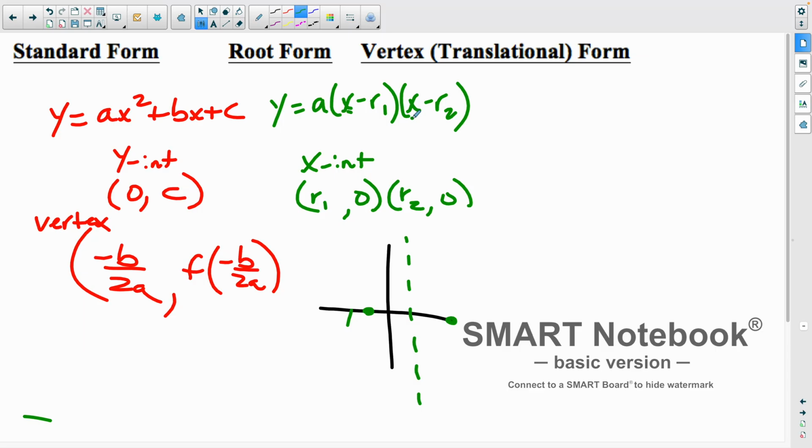Okay? All right, last form. Vertex form, or translational form. It looks like that. So vertex form looks there. Translational form, because we can move it around, we can slide it. All of our transformations look like that as well. All right, we'll talk more about that later. Obviously, what do you know from vertex form?